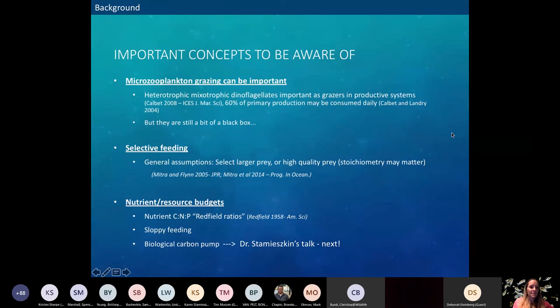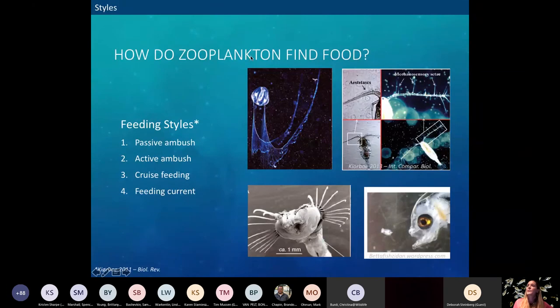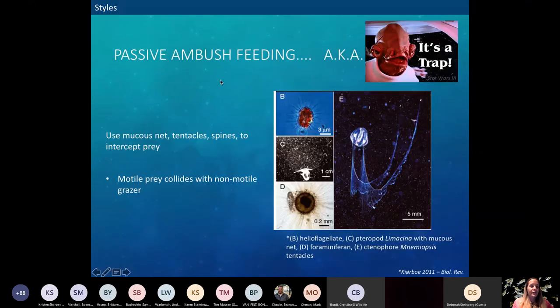Okay, so how do zooplankton find food? We know that in general, there are four major feeding styles. That includes passive ambush feeding, active ambush feeding, cruise feeding, and feeding current feeding. And I'll talk briefly about each of those here. So first, passive ambush feeding.